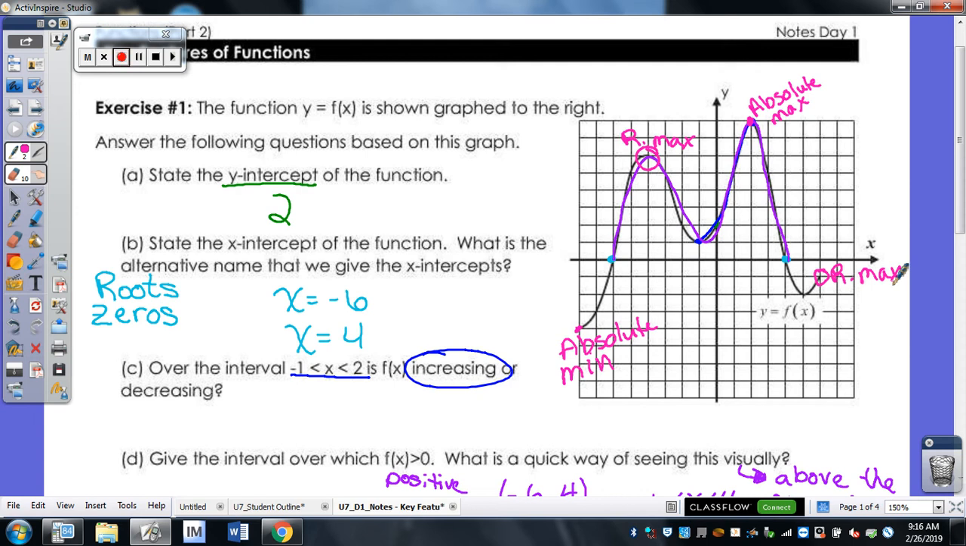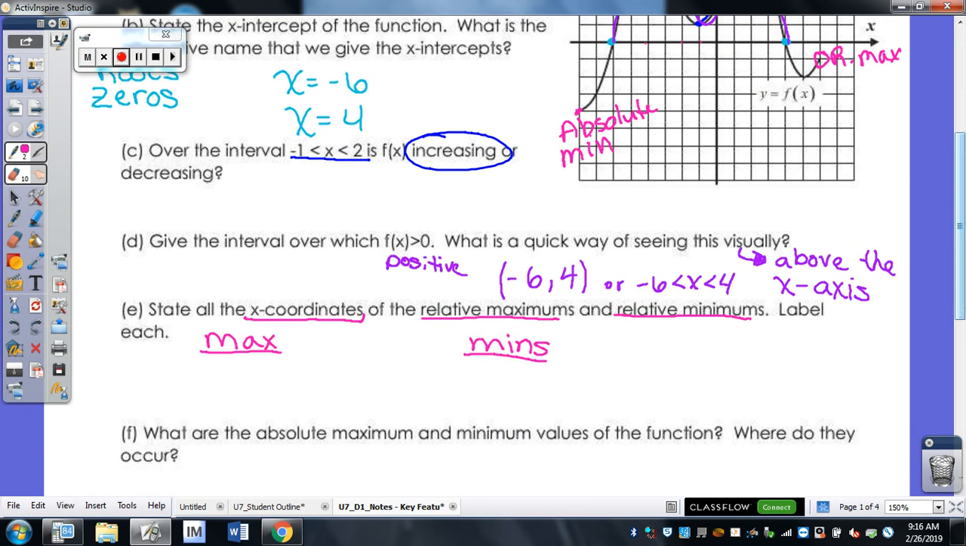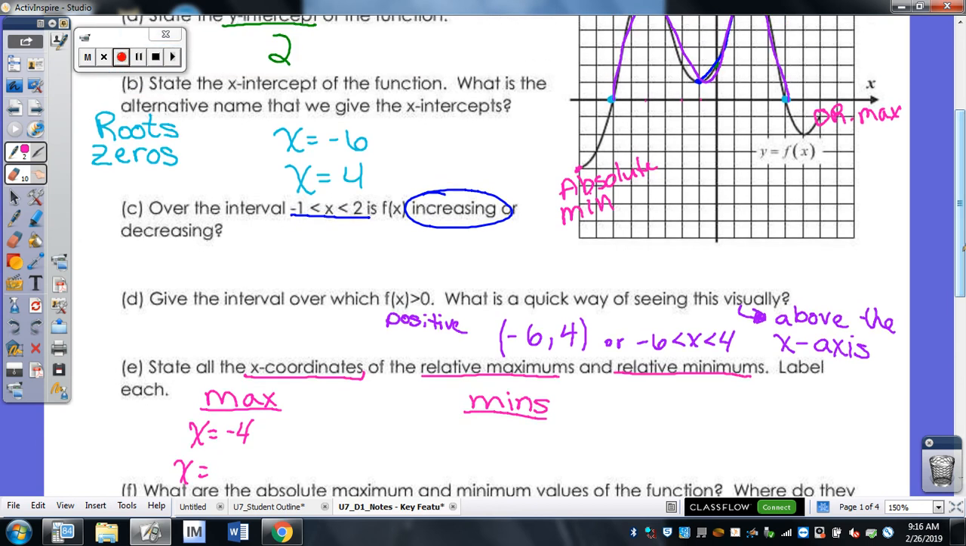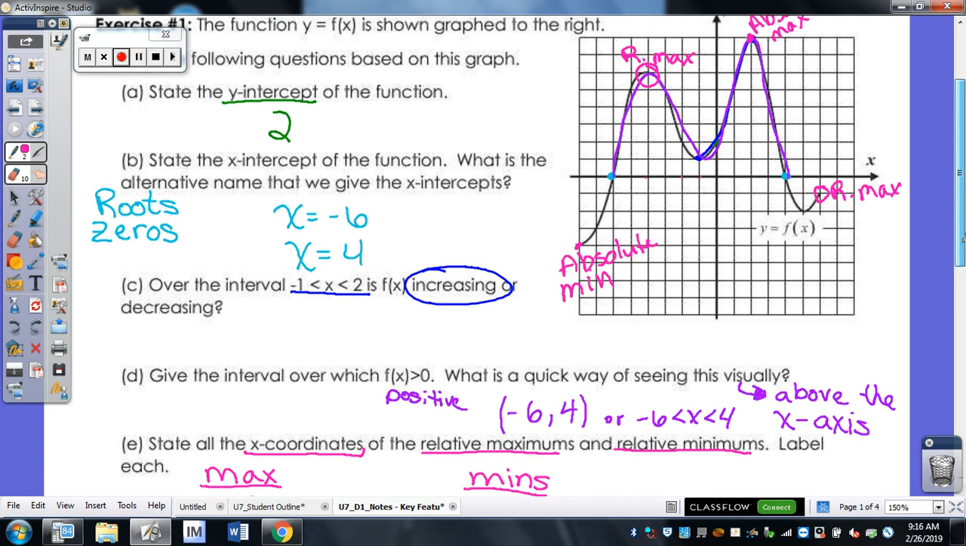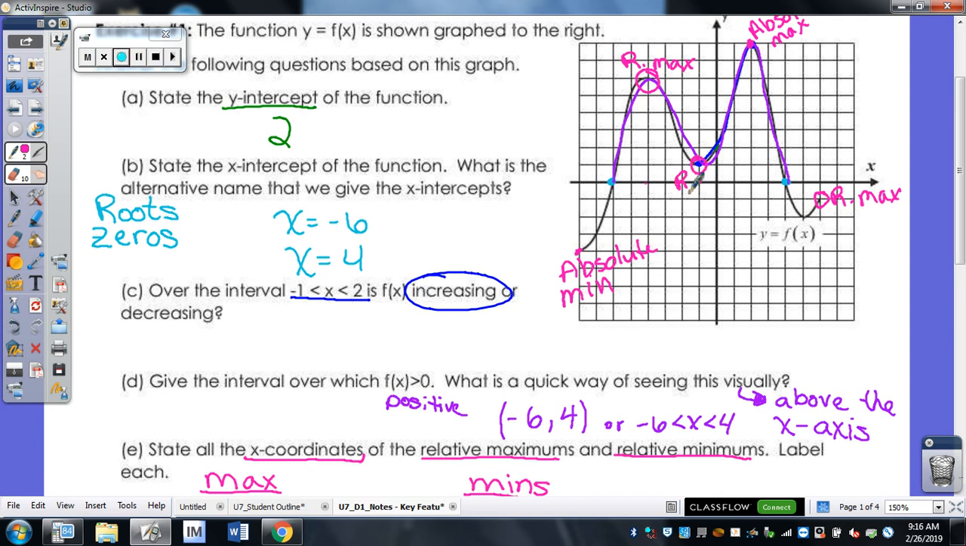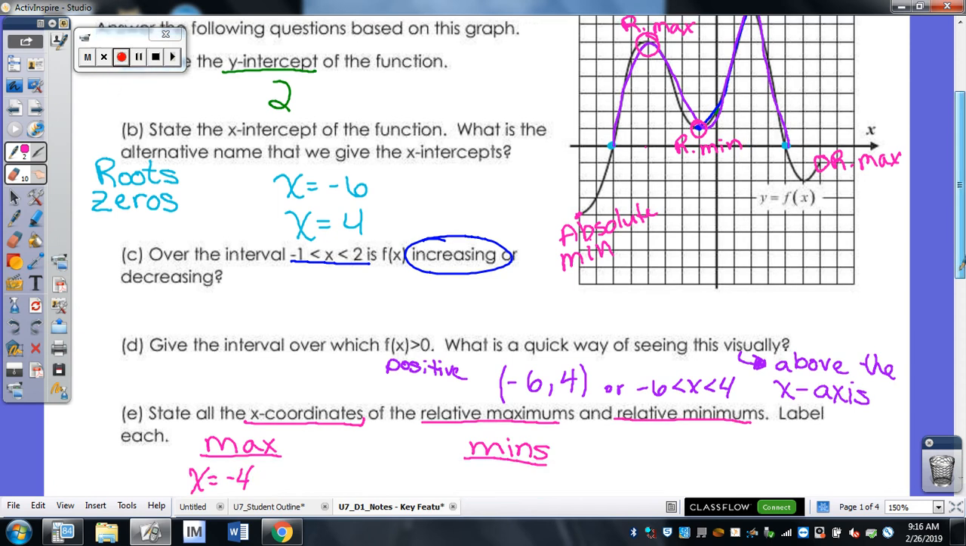So let's find those x values. So this is at 1, 2, 3, 4, so negative 4. And then we'll find the x value for our other relative max. It's at 1, 2, 3, 4, 5, 6. So our two relative maxes are where x is negative 4, where x is 6. So now we got to find our minimums. So right here, that's a relative min. So again, that's a low point at that area, not the absolute lowest, so that's when x is 1.